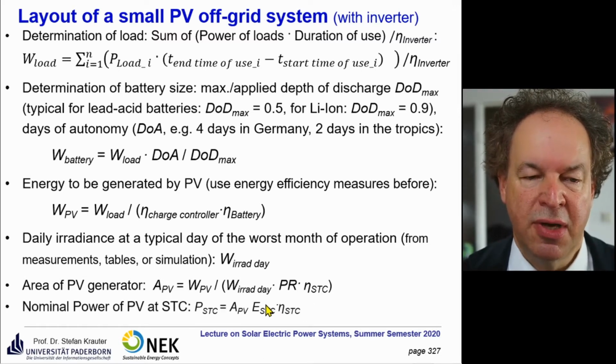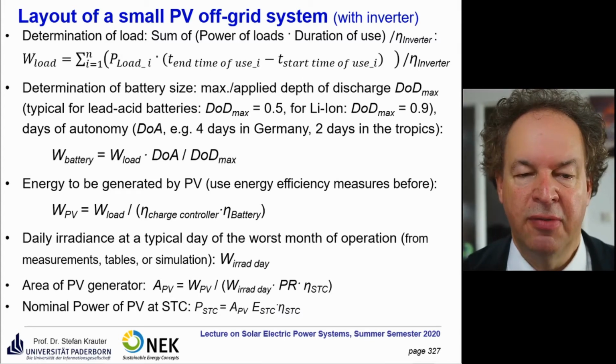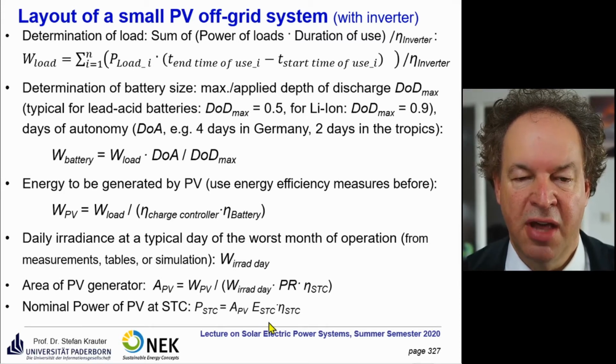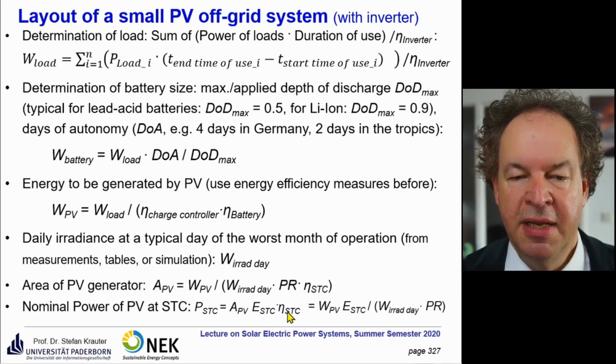You can also calculate the nominal power of a PV, because usually you don't buy PV by area but by nominal power under standard test conditions. So that's the area times the irradiance under standard test conditions. You all know that it's 1000 watt per square meter times efficiency. Can simplify that, so we eliminate the conversion efficiency. So even if you don't know that, you can calculate that.